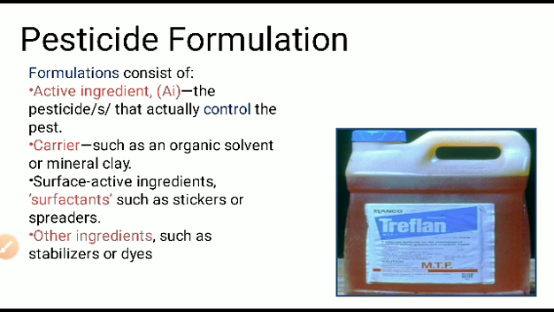Next, that is surfactant. Surfactant means surface active ingredients such as stickers or spreaders. It is useful to provide a surface for the pesticides or the active ingredient to do their action. Next, there are other ingredients. They may also be called additives, such as stabilizer or dyes. That means it has the function of stabilizer or dyes. That means the chemicals give their color.